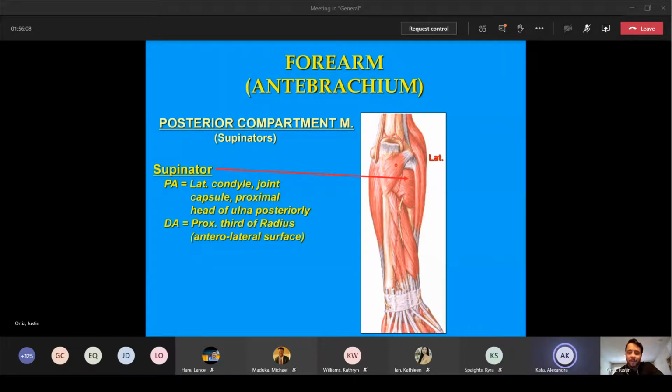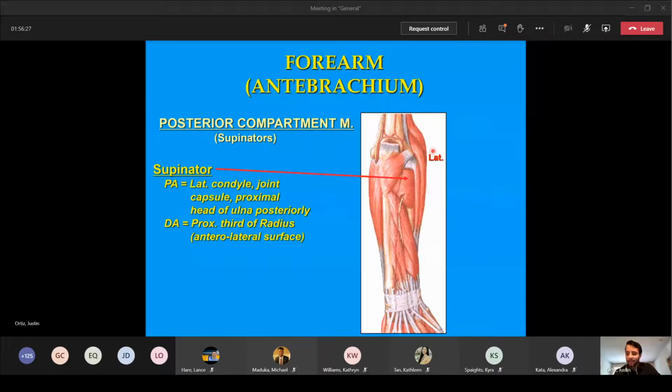That's the Anconeus. Got it. Thank you. Sorry, I wanted to ask before you switched the slideshow. Oh no, you're good. Since it's only attached to your ulna, you can see it only helps with extension of your elbow. That's the Anconeus. Okay, thank you. Yeah, I got you.